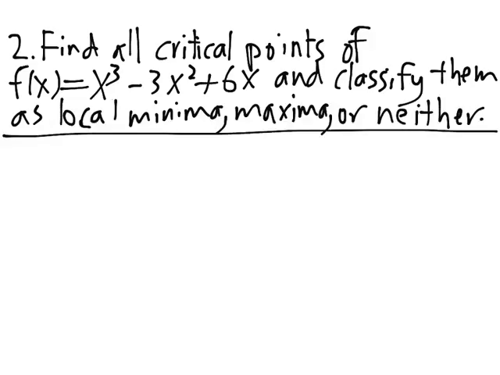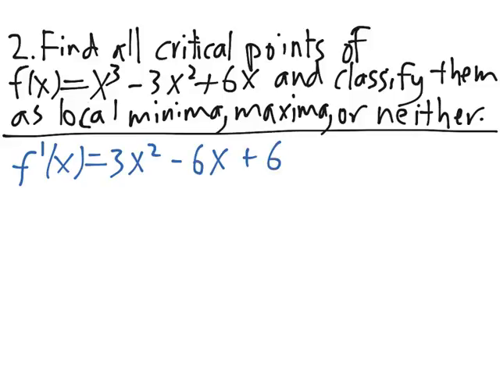Problem 2. Find all critical points of f of x equals x cubed minus 3x squared plus 6x and classify them as local minima, maxima, or neither. The first step is to take the derivative of f. F prime of x is equal to 3 times x squared minus 6x plus 6. Now this function exists everywhere, so we only need to check to see when it's 0.